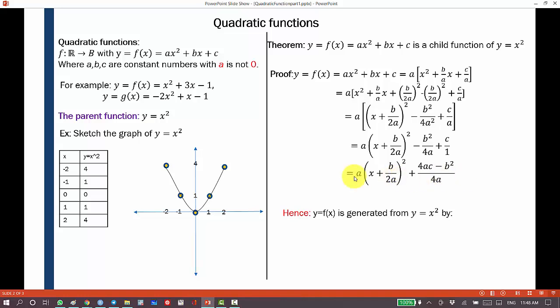If we look here at this line, we see that this function y = f(x) is generated from the parent function y = x² by a horizontal shift by b/2a units, a vertical shift by (4ac − b²)/4a units, and a shrink or expansion by a units. That is, the general quadratic function ax² + bx + c is a child function of y = x².